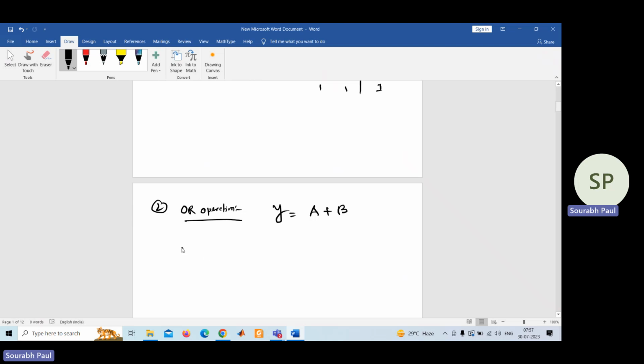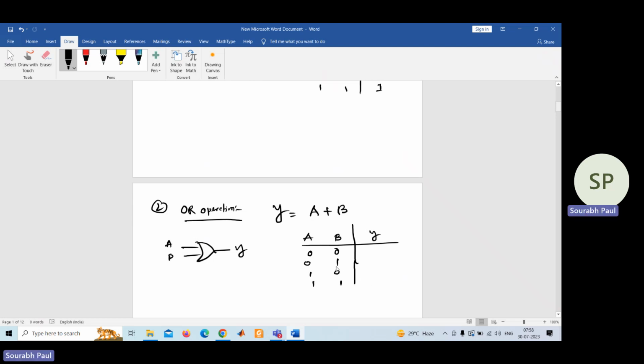So all of you know this is the symbol of OR gate. You have input A, you have input B, and Y is the output. Now, what is the truth table of OR gate? You have two inputs, A and B, and one output, that is Y. Using two variables, I already told, four combinations are possible: 0, 0; 0, 1; 1, 0; 1, 1.